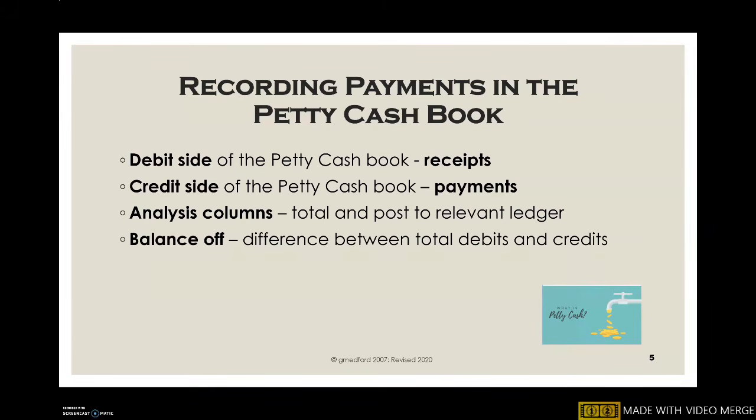The term balancing off or balance off means to find the difference between the total debits and total credits. Students should pay particular attention to the balancing off procedure, as this is often an area where mistakes are made. It should be noted that the balance carried forward in the petty cash account at the end of a given period is usually the cash in hand, meaning the cash in the petty cash box or petty cash till at the end of that period.